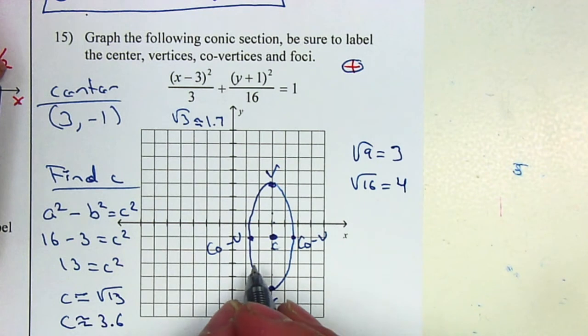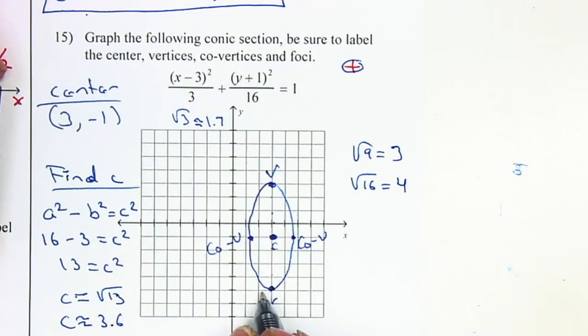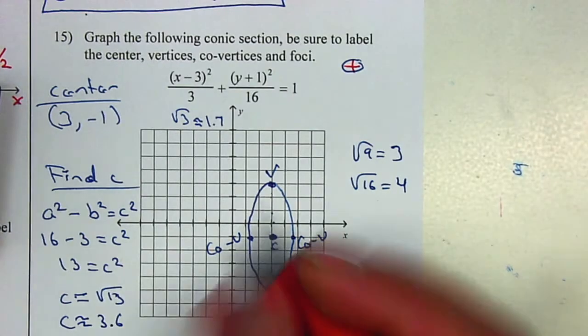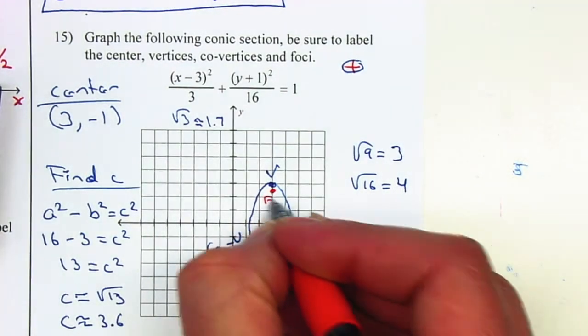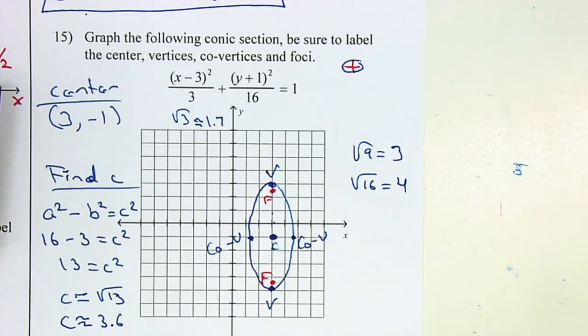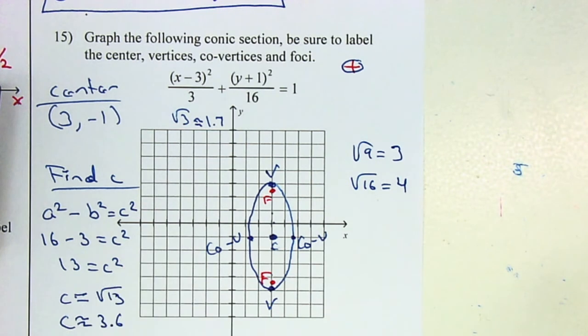Your focus has to be inside the ellipse. It has to be on the longest axis. So it'll be 1, 2, 3.6. And 1, 2, 3.6. And that's it. Make sure to label all your points and to circle your values of C.